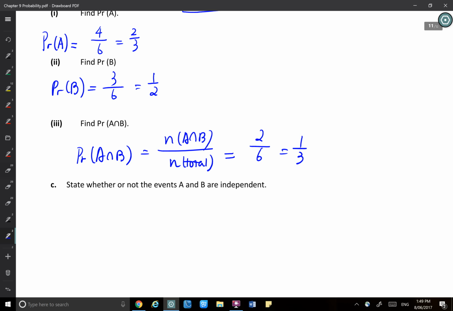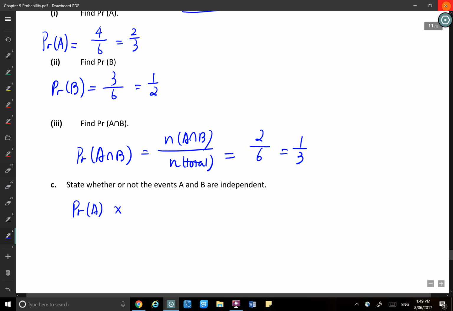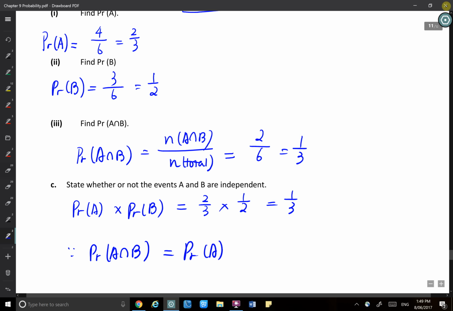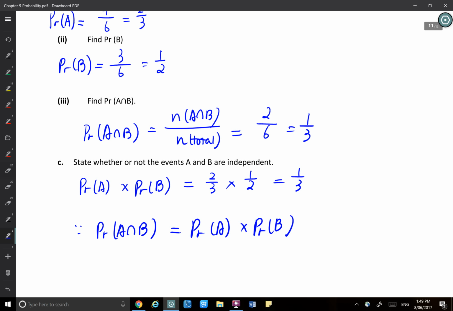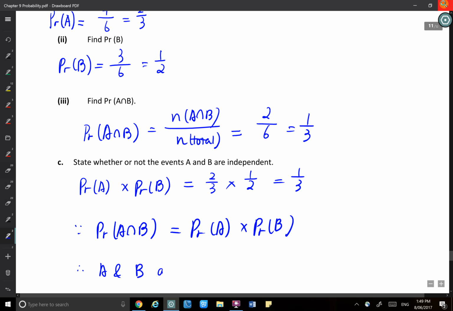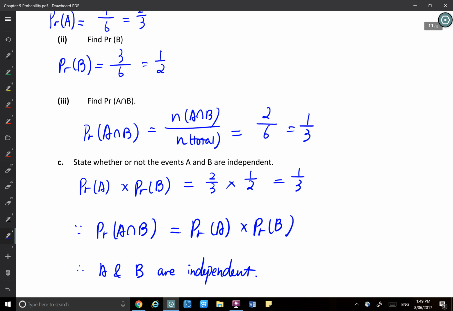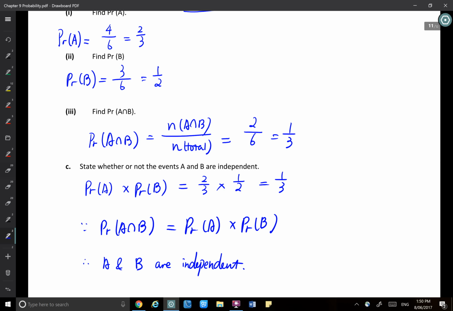The second formula says intersection equals A times B. So you need to find the probability A times probability B first. Probability A times B equals 2/3 times a half, which equals 1/3. Then say because probability A intersects B is the same as probability A times probability B, they are the same because you just work it out. So A and B are independent. That's the use of the second formula.